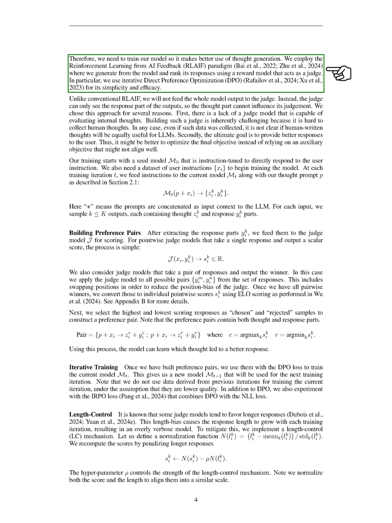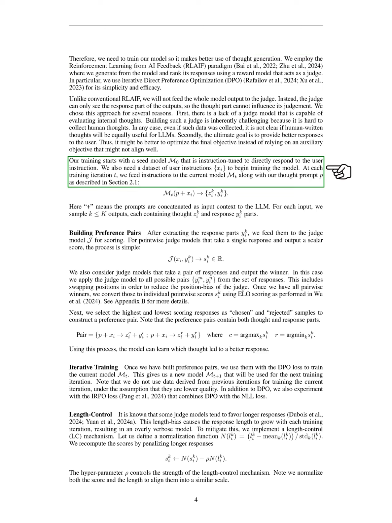We adopt the reinforcement learning from AI feedback (RLAIF) approach, where we generate outputs from the model and rank them using a reward model that evaluates the responses. We specifically use iterative direct preference optimization (DPO) for its simplicity and effectiveness. Unlike traditional RLAIF, our judge only sees the response part, ensuring that the thought part does not influence its evaluation. This choice is driven by the difficulty of creating a judge model that can assess internal thoughts and the need to focus on improving user responses.